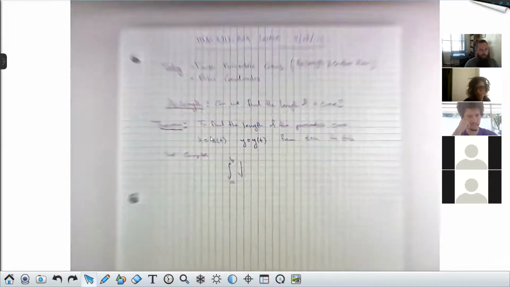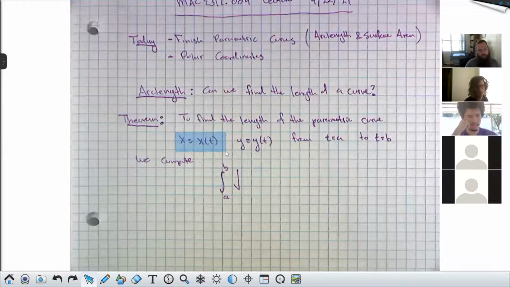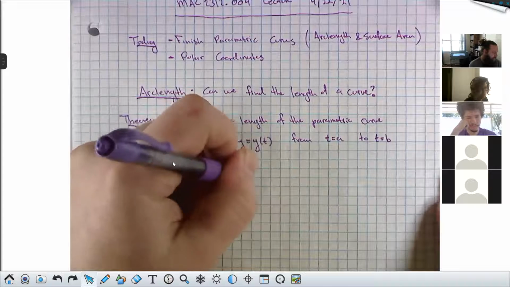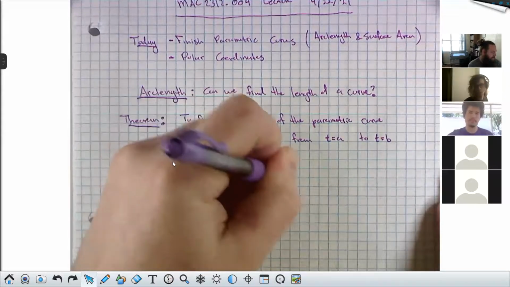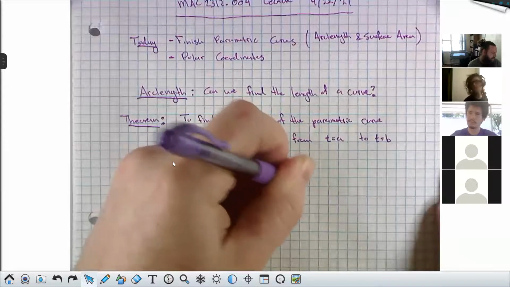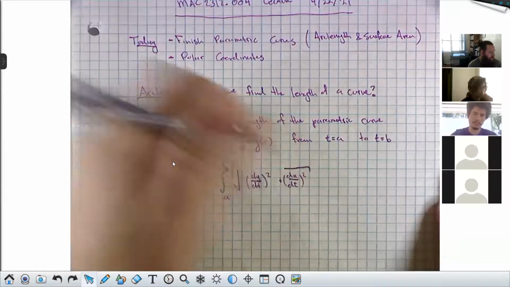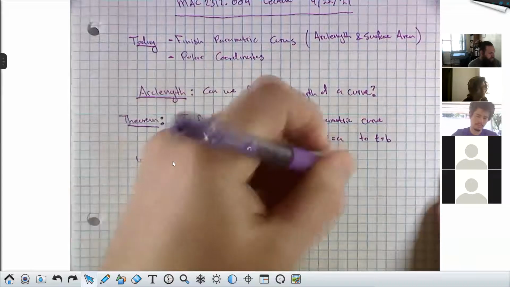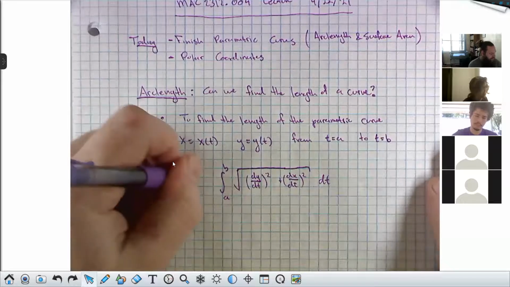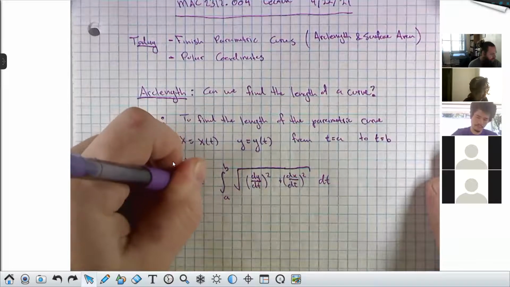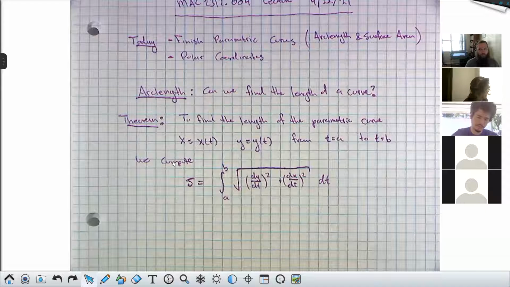So yeah, to find the length of the parametric curve whose x equation is x of t and y equation is y of t, from t equals a to t equals b, you compute the integral from a to b of the square root of (dy/dt) squared plus (dx/dt) squared, dt. And traditionally, we would call this little s. Little s is the classical symbol for arc length.